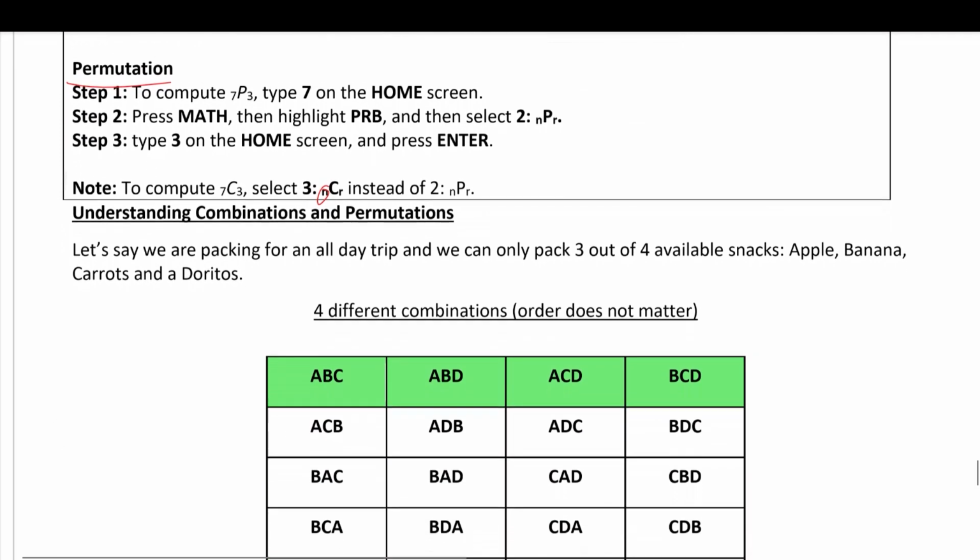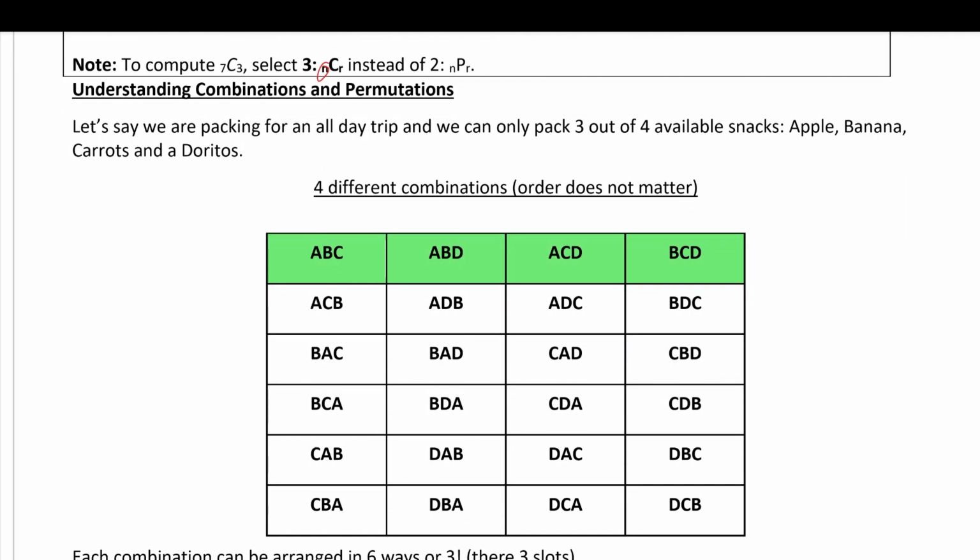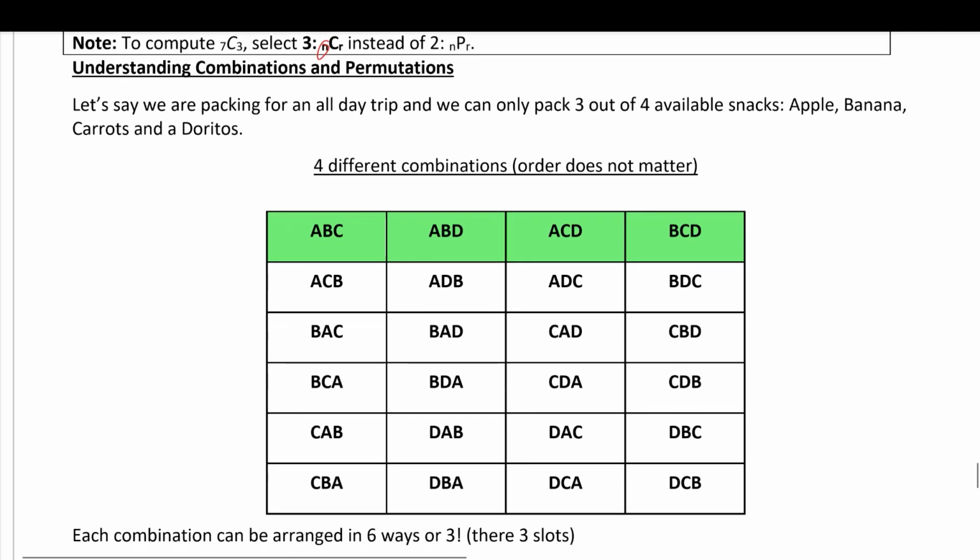All right, now I kind of want to get you to understand the combinations of permutations a little bit more in depth. Okay, because you might not have gotten the gist of it from the previous examples. So I decided to come up with this example here. So, understanding combinations of permutations. So let's say we're packing for an all-day trip, and we can only pack 3 out of the 4 available snacks. Okay.